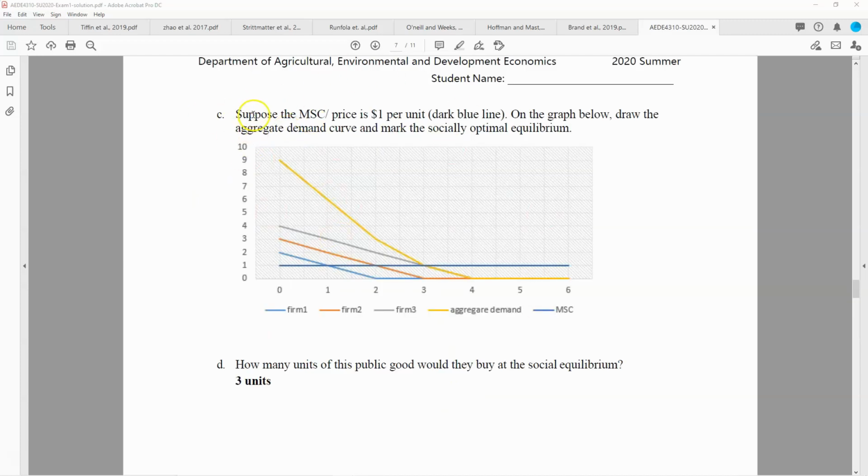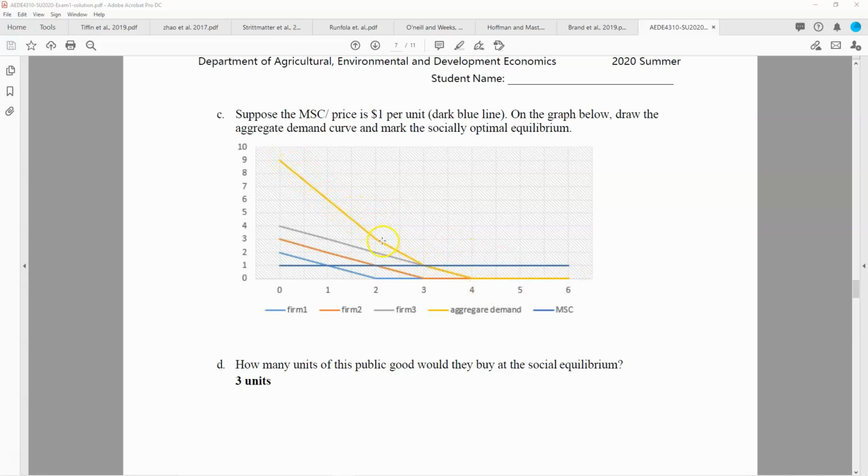The third question is about the graph. We need to plot the three individual demand curves, the aggregate demand curve, and the supply curve. Given the price is equal to 1, it is constant, so the price would be this horizontal line, and the blue, orange, and gray lines just represent everyone's independent demand curve, and the aggregate demand for this public good would be this yellow line.